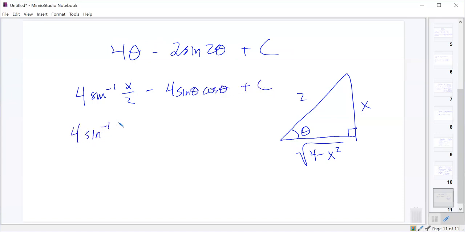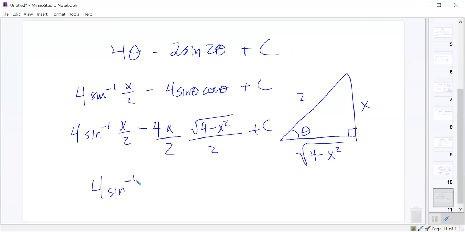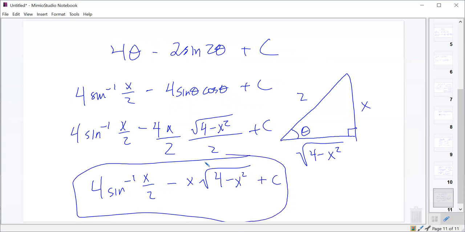So we've got 4 inverse sine x over 2 minus 4 times the sine of theta, which we know is x over 2. And then the cosine of theta, which should be root 4 minus x squared over 2, plus our constant. We can simplify. The 4 over the 4 goes away. And we have 4 inverse sine x over 2 minus x root 4 minus x squared plus our constant. Everybody good with that? We all remember doing these trig sub integrals?